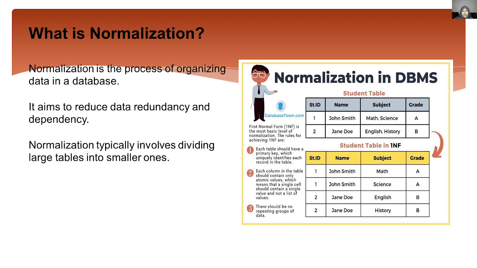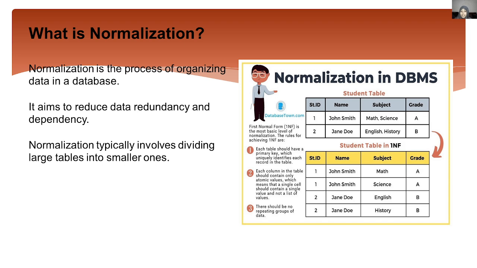Normal form is almost the most basic level of normalization. You can look into the picture of the first table, the student table, which includes only the student ID plus name, subject with the grade. But when it comes to 1NF, first normal form, the rules for achieving it are student ID with his name, subject, grade all together.